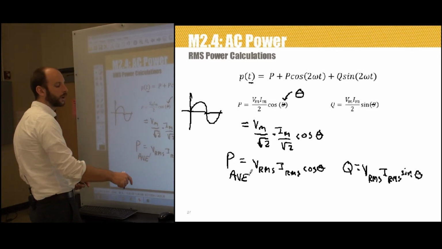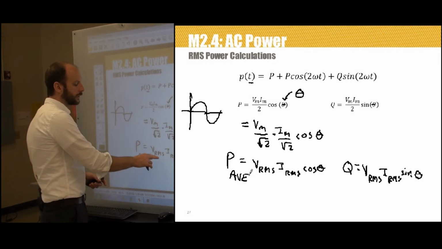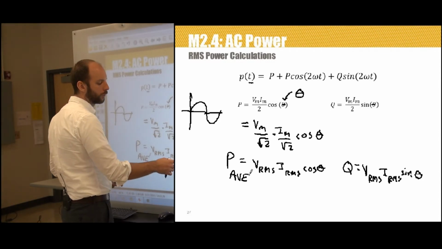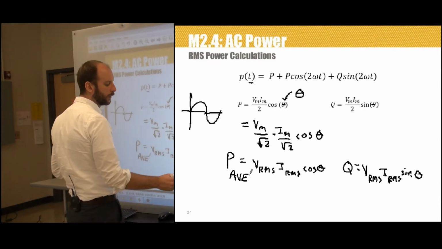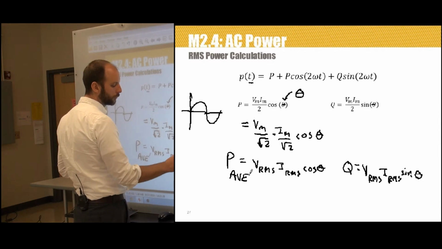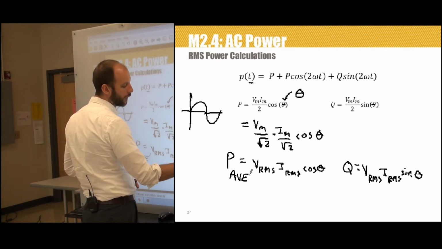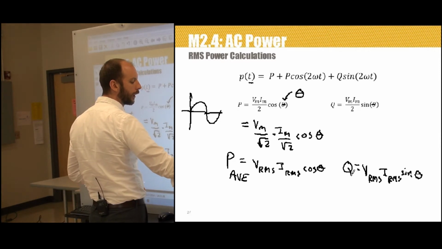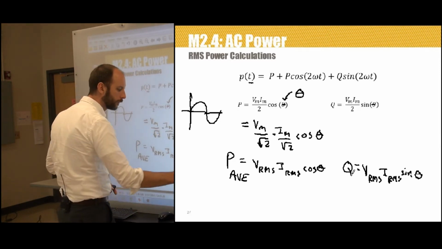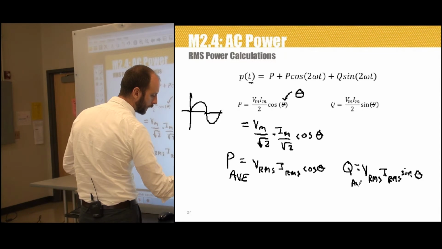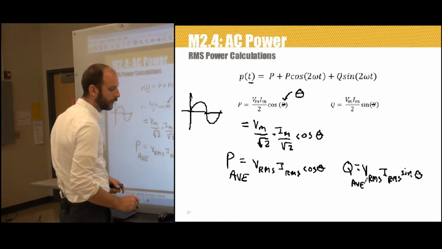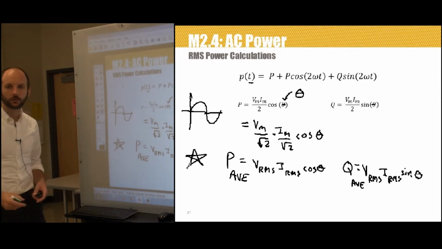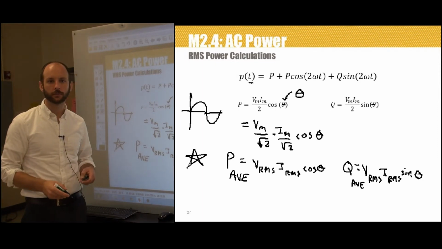The average power in an AC circuit is V RMS I RMS cosine of theta, where theta, remember, is the power factor angle, and then the reactive power measured in VARs is V RMS I RMS sine of theta. I say this a lot, I guess, maybe once a class: equations worth memorizing.